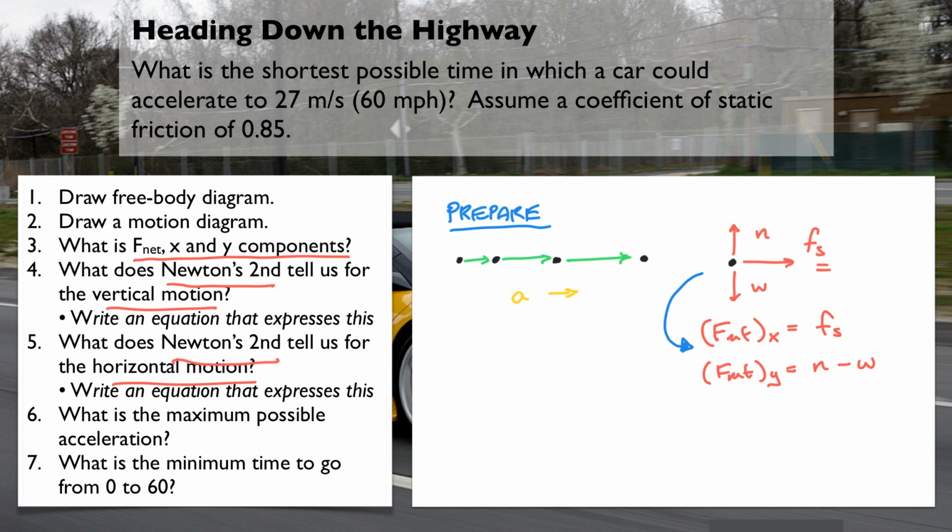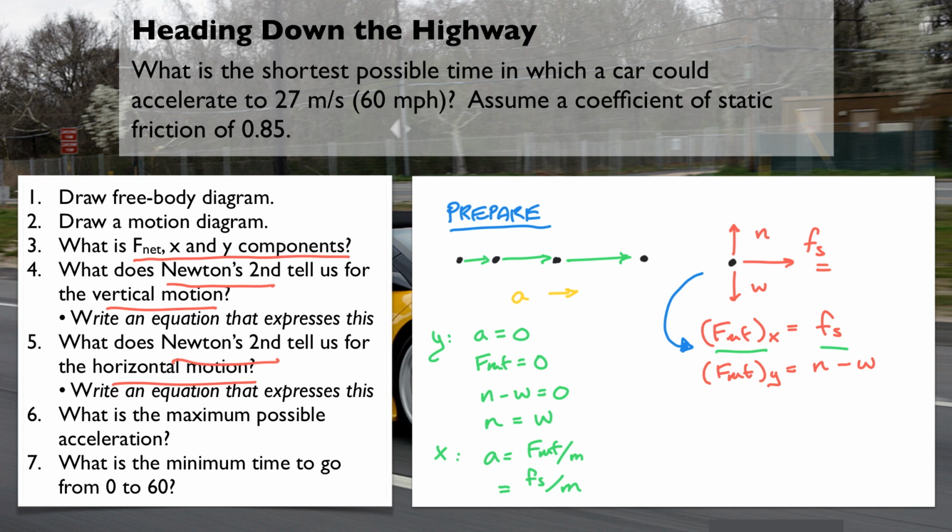First, we're going to look at the vertical motion, so the y motion. In the y direction, the acceleration is equal to 0, so F net is equal to 0. That tells us n minus w is equal to 0, or n is equal to w. In the x direction, it's a little bit more straightforward. We just have the acceleration is equal to F net divided by m. And so the acceleration is just going to be equal to Fs divided by m, because in the x direction, the x component of F net is just equal to Fs.